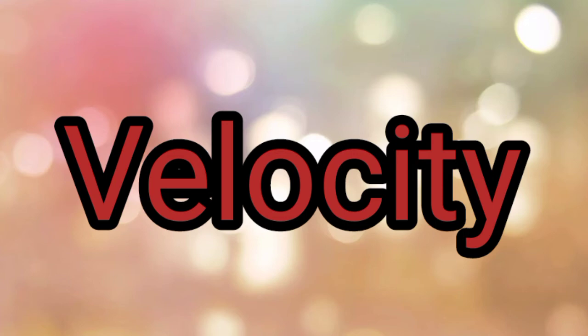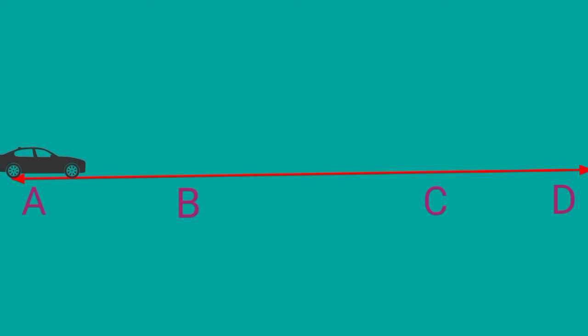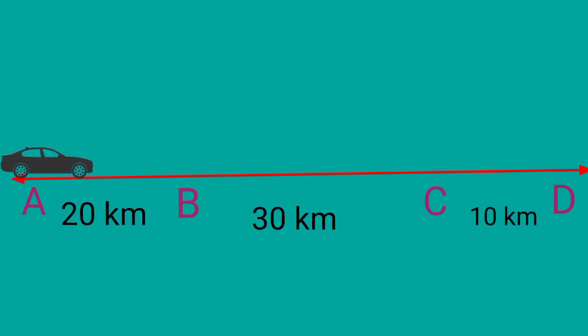Velocity and speed are nearly the same. Let's take an example. Suppose a vehicle moves from point A to D. The distance from A to B is 20 kilometers, B to C is 30 kilometers, and C to D is 10 kilometers.